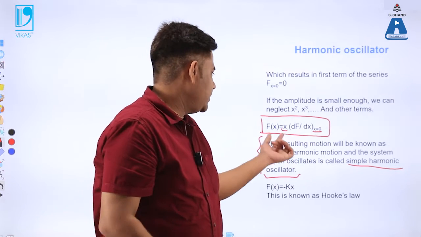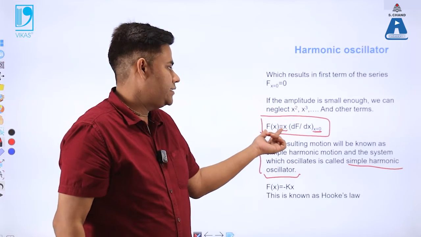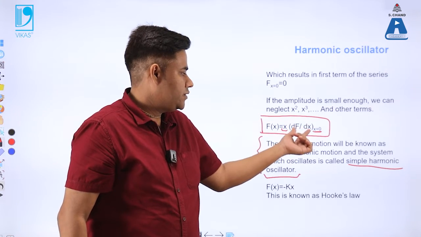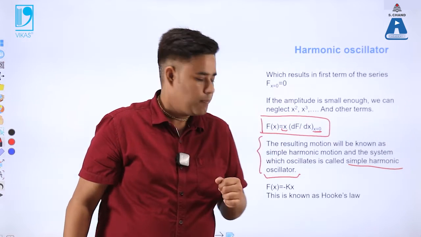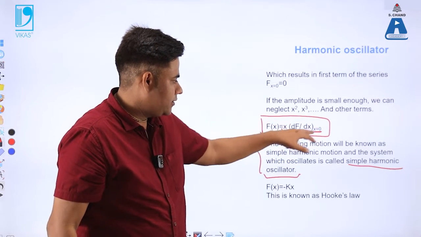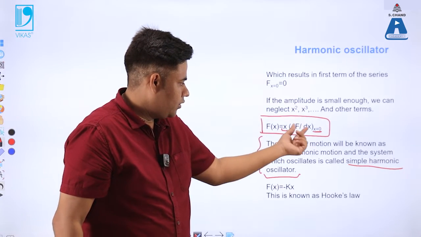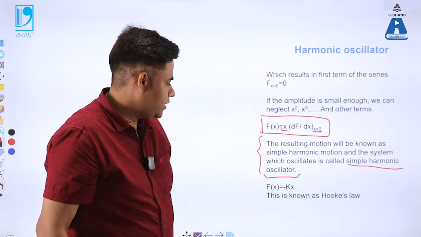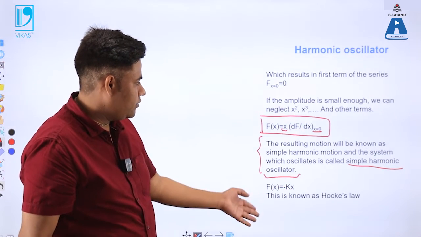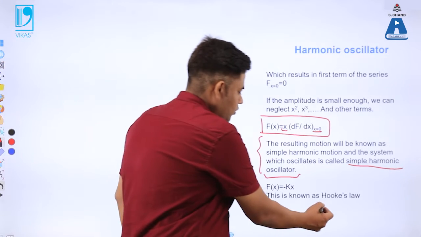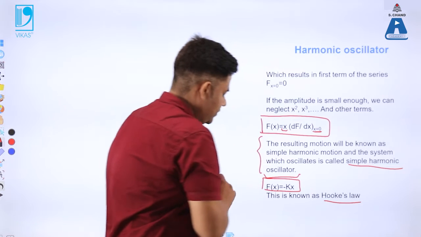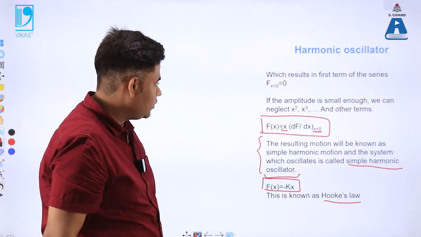So the force associated is this Maclaurin series, x into the derivative of this force at x equal to 0. Now when I replace this part with the constant, I will get this quantity which is k, and that particular expression is called Hooke's law. So F(x) equals minus k times x, which is Hooke's law.